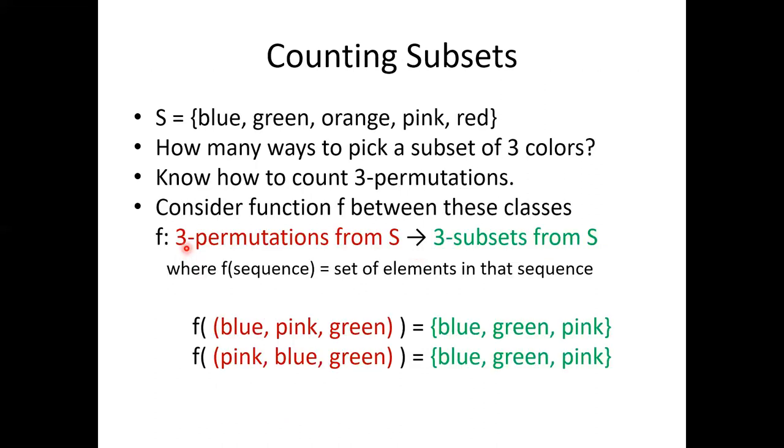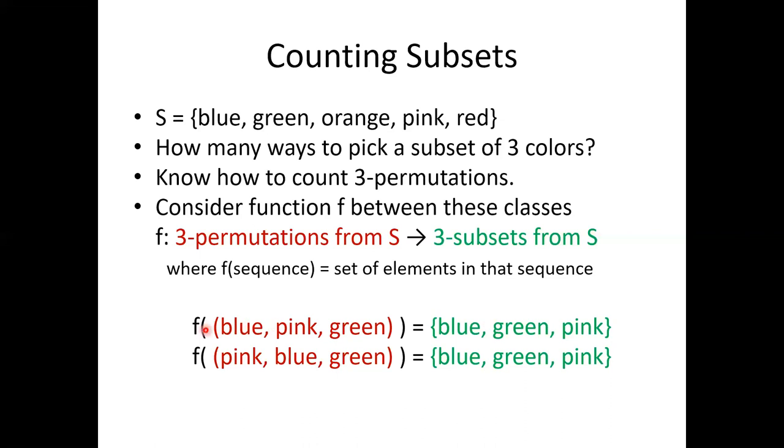Well, I'm still using 3, right? But this is going to generalize. Think of this as k. So my function is very simple. I take any sequence here. So the three permutations I know how to count, right? That's what I was arguing here before. And for every three permutation, I assign to it a certain three element subset. And what is the subset? It's trivial. It's a subset that contains everybody who is in the sequence.